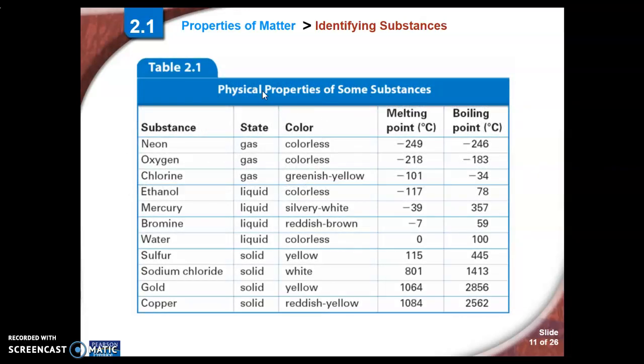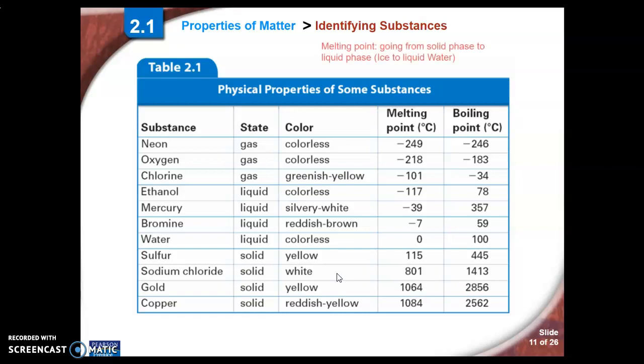Here they summarize the physical properties. It's the state of matter. Is it gas, liquid, solid? So you are going to say solid, like gold is a solid, pure substance. It has yellow color. Its melting point is this, and boiling point is this.